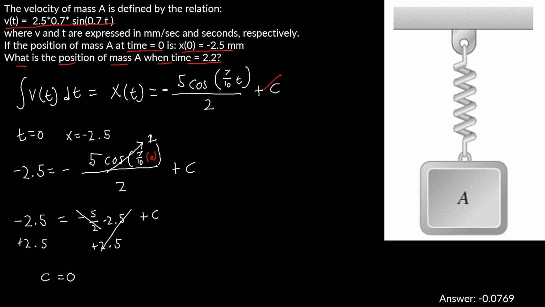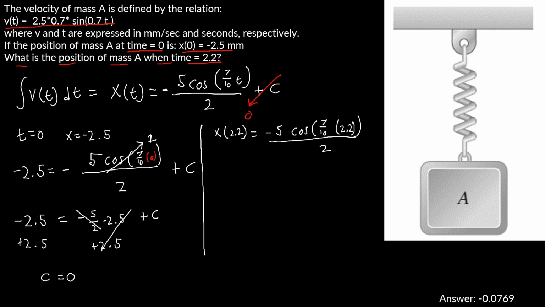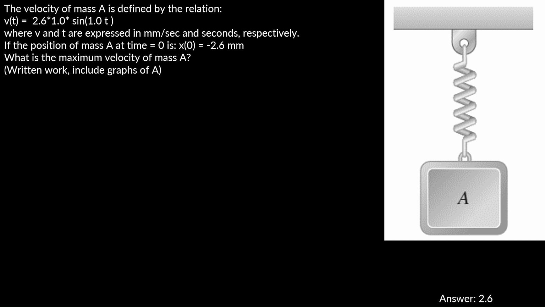Plugging our c value into the position equation, we can now use the position equation evaluated at time 2.2 to find the position. When we evaluate the function at 2.2, we get a decimal approximation of negative 0.0769786. The next question asks to find the maximum velocity of mass A.